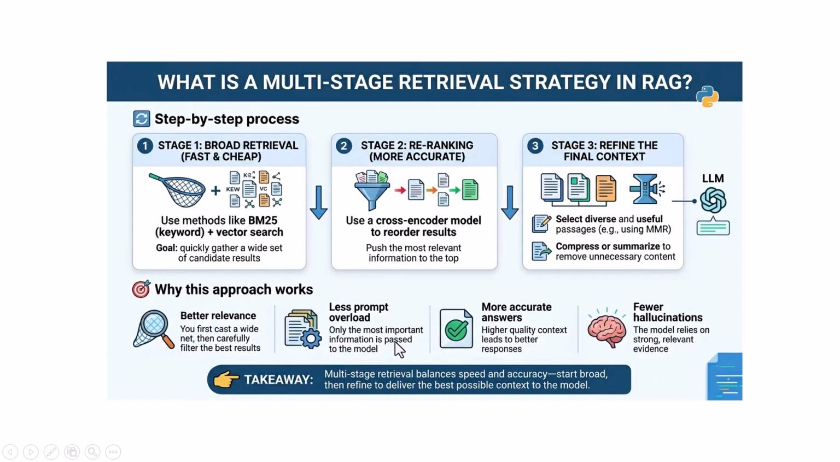Also, less prompt overload. That is, only the most important information is passed to the model and you get more accurate answers. That is, higher quality context leads to better responses. Also, fewer hallucinations. That is, the model relies on strong, relevant evidence. So, the takeaway is multi-stage retrieval balances speed and accuracy. So, start broad, then refine to deliver the best possible context to the model.